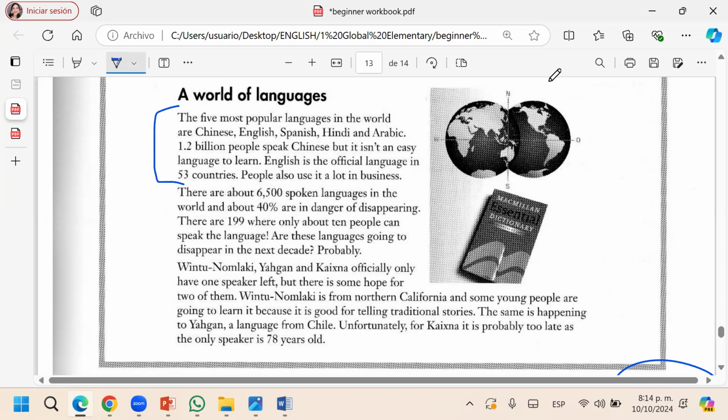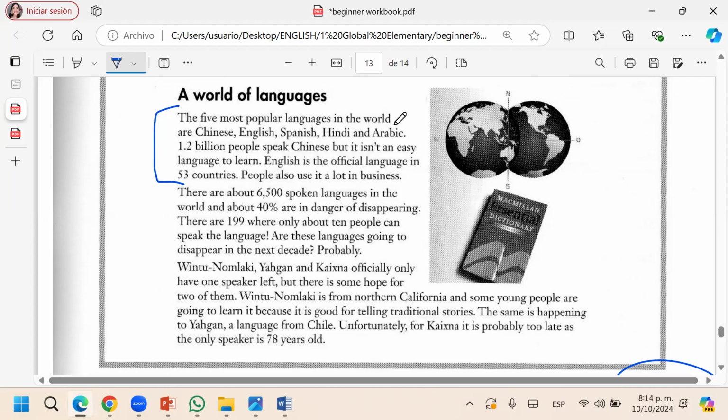A world of languages. The 5 most popular languages in the world are Chinese, English, Spanish, Hindi, and Arabic. 1.2 billion people speak Chinese, but it isn't an easy language to learn. English is the official language in 53 countries. People use it a lot in business.